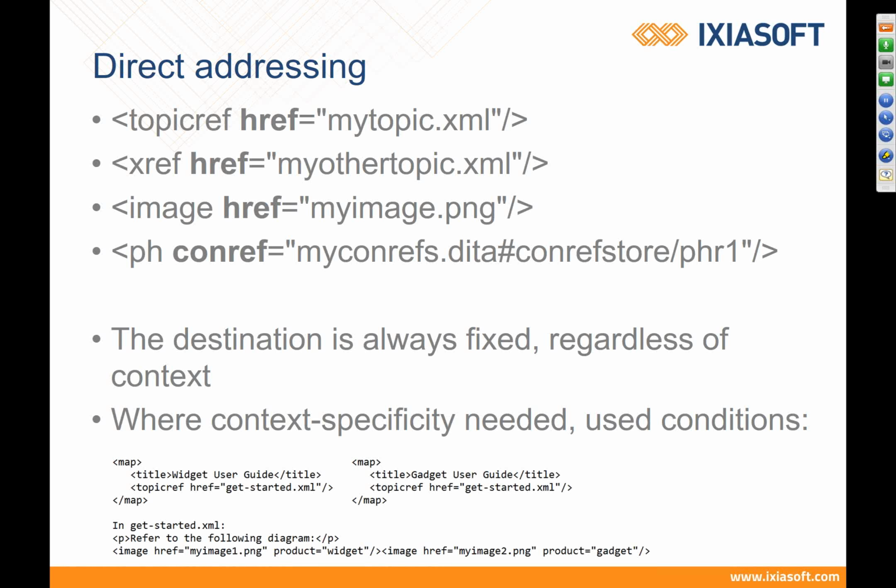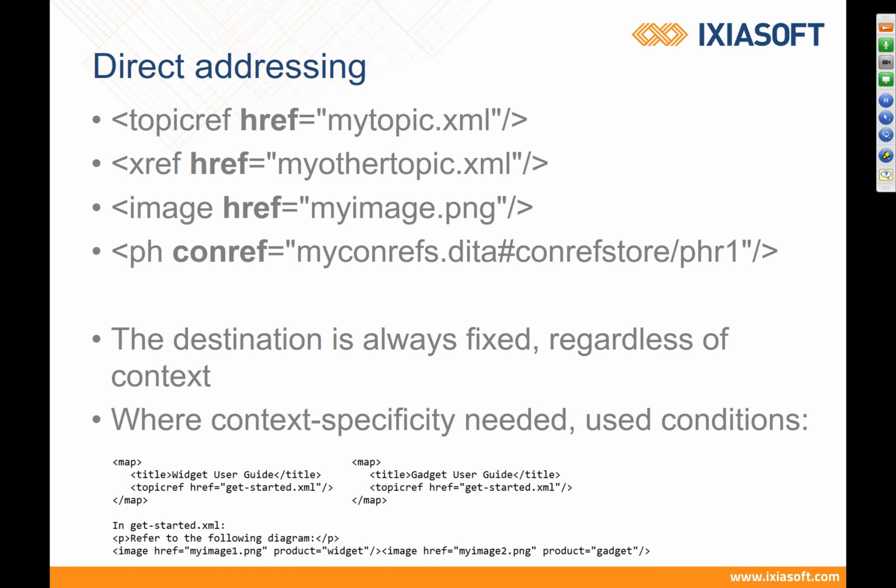So the only option we really had was to use conditions. And I've got an example of that here on the slide. So I've got 2 maps, and each one references a GetStarted.xml topic. And in that topic, I have 2 image elements: the first one is referencing my image 1, and the second is referencing my image 2. And the first one I have conditionalized with the product equals widget attribute and value, and the second one I have conditionalized for product equals gadget.